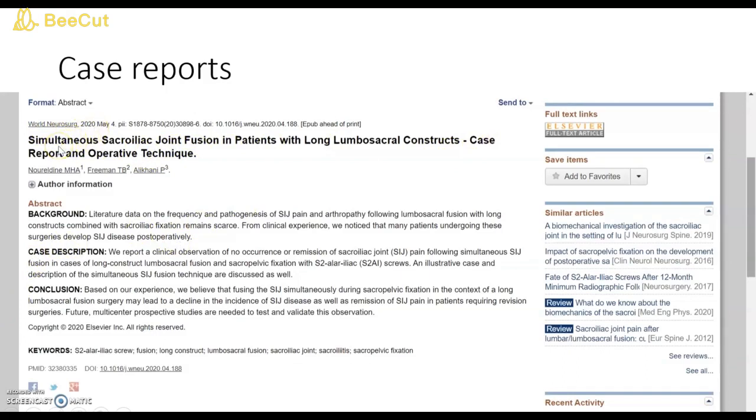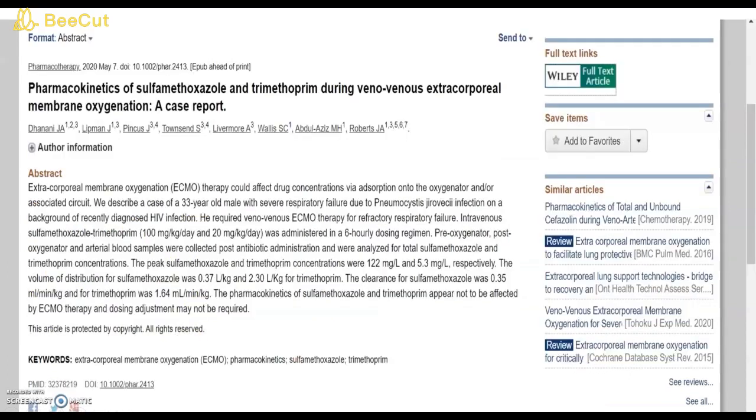Okay, the title is Simultaneous Sacroiliac Joint Fusion in Patient with Long Lumbosacral Construct, Case Report and Operative Techniques, right? So subsequent to this case report, the operative techniques are also described. And based on the formatting of that particular journal, like here World Neurosurgery, in that particular journal the formatting of the abstract should be in the form: first you describe the background, then case description, and then conclusion. So that is how the abstract is actually represented in the database.